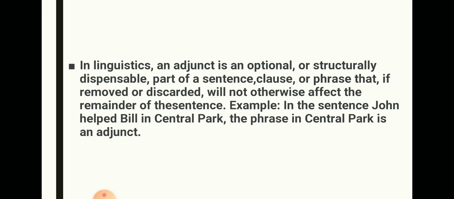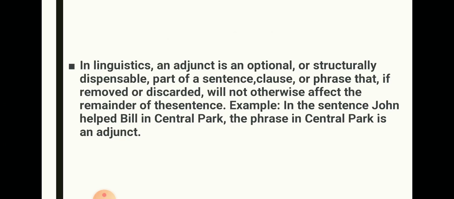So an adjunct is an optional part of a sentence, a structurally dispensable part of a sentence, clause, or phrase that, if removed or discarded, will not otherwise affect the remainder of the sentence. For example, in the sentence John helped Bill in the Central Park, the phrase in the Central Park is an adjunct.